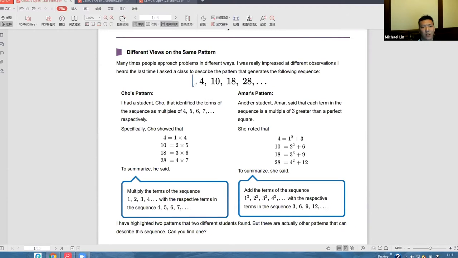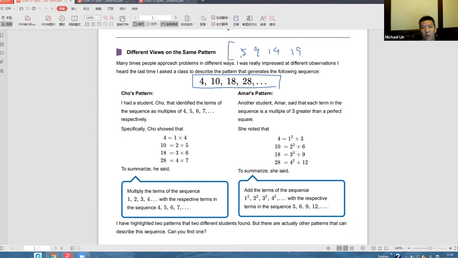So for example, we take a look at this first pattern. We have a 4, 10, 18, 28 pattern. Most of you have probably already noticed this pattern is actually not a linear pattern. So a lot of the times when you guys are doing patterns in school, maybe your patterns will just be something very simple. It might be something like this, like 5, 9, 14, and 19.